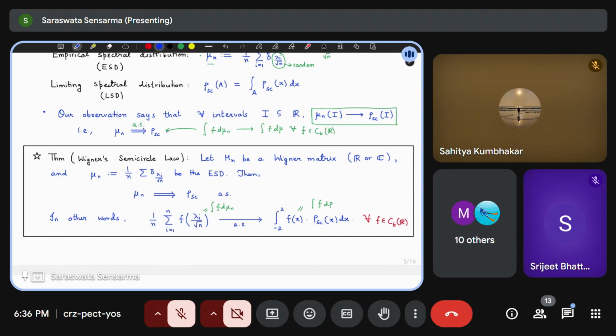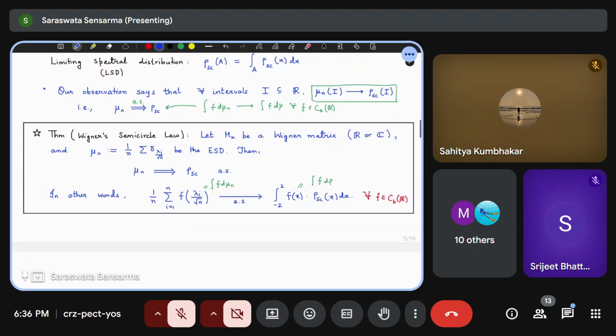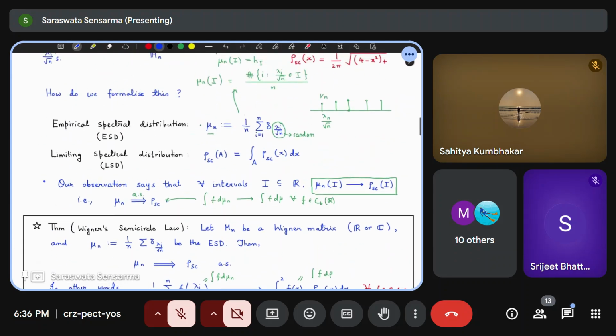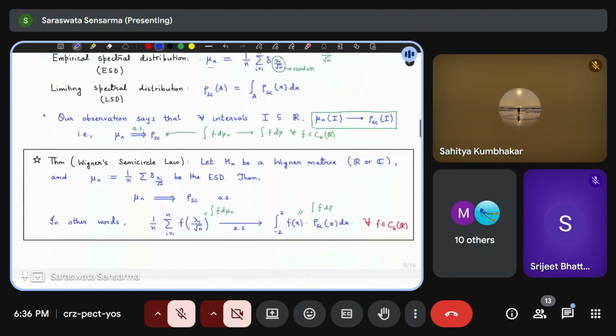Does anybody have any questions up to this point? I think this is a good place to take a 30-second break. If there are any questions, please let me know right now. From here on out, we'll hardly be looking at measures. Although we will be looking at measures, we won't need any properties of measures at all. So if not, I'll go to the proof of the semicircle law.